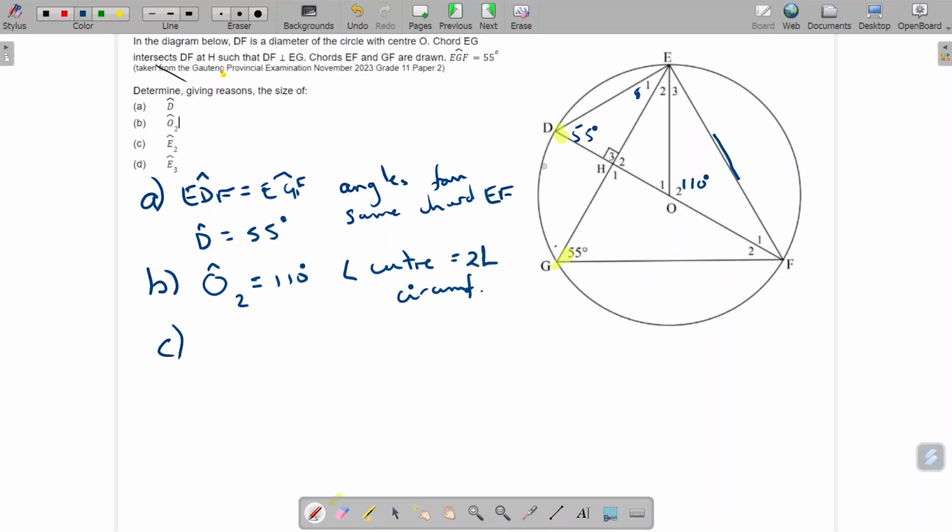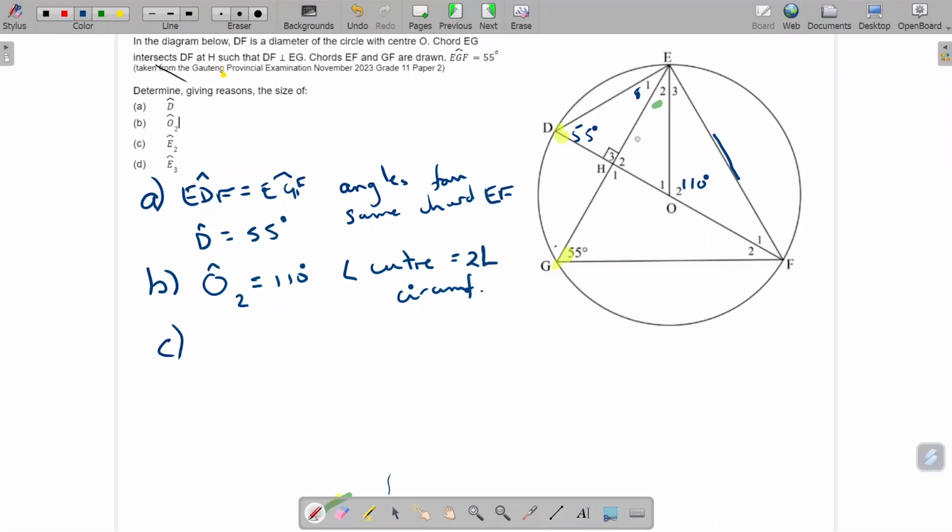Angle E2 sits up here, and again I'd like to quickly make sure I know where it is, so I'm going to highlight it for myself and say, cool, this is where it is. Angle E2 is over here, so let's think about it. Okay, what do I know about angle E2? Well, I know that angle E2 is part of a triangle.